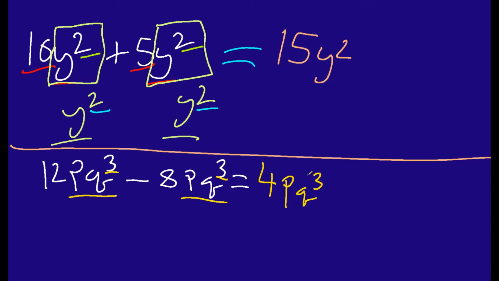They had like terms, p cubed to the third power, or p cubed, if you will, and that's how we dealt with that. Not very complicated. Now we're going to look at one that's a little bit more challenging. So here we go. We got 7.